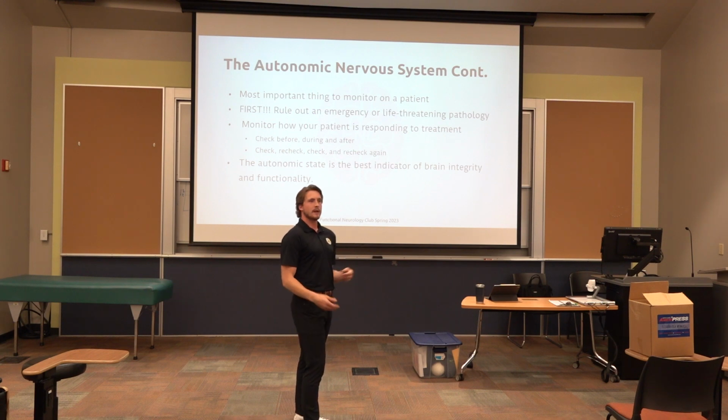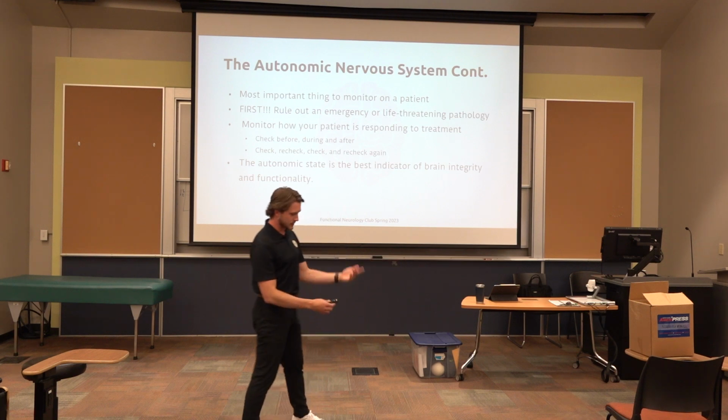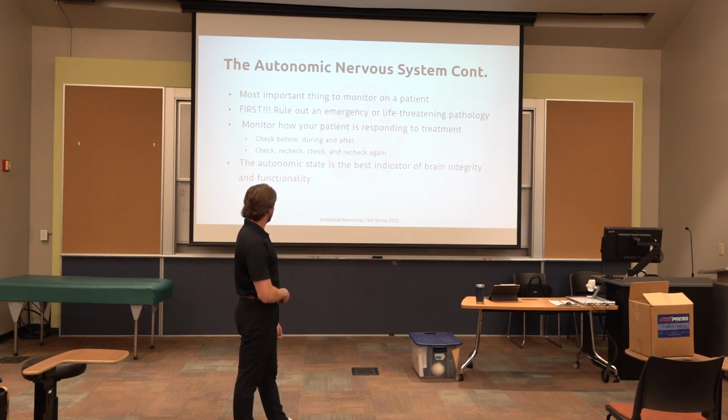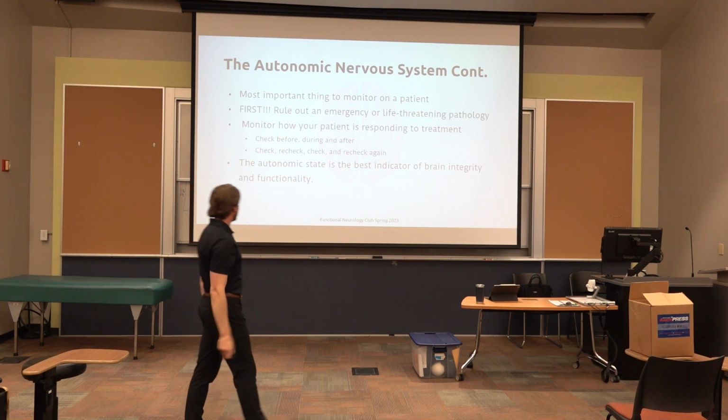I think the real life stuff is a little easier to grasp, or the goofy stories, like the vagus nerve, which I still think is really funny. So that whole story is basically this bottom statement right here: autonomic state is the best indicator of brain integrity and functionality.